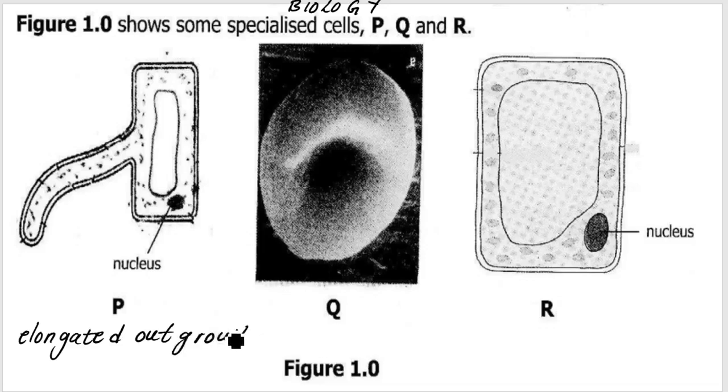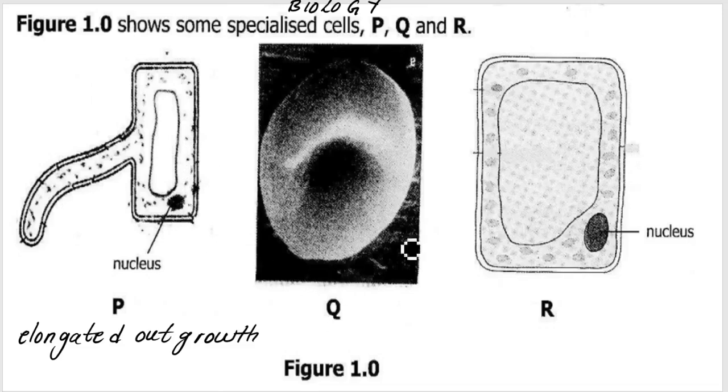Okay, so that is its adaptation or feature that enables us to identify that this is a root hair cell. Why? Because it has got an elongated outgrowth. This elongated outgrowth increases the surface area for absorption of water and mineral salts, because that is the function of root hair cells, to increase the surface area for absorption of water and mineral salts.